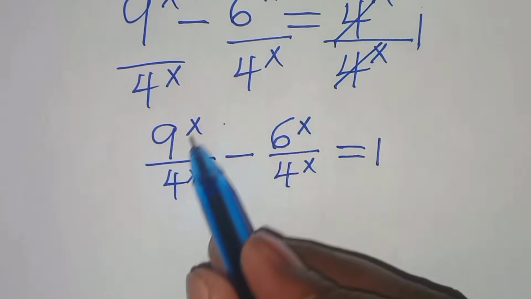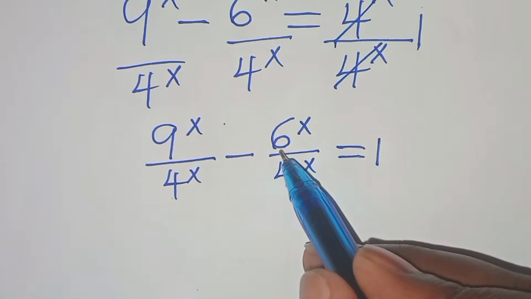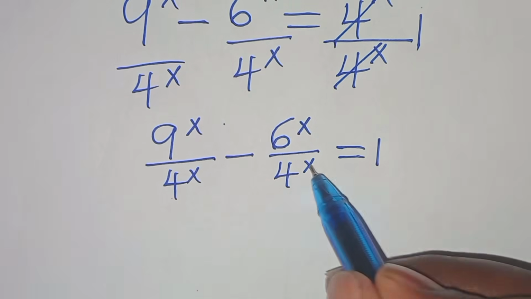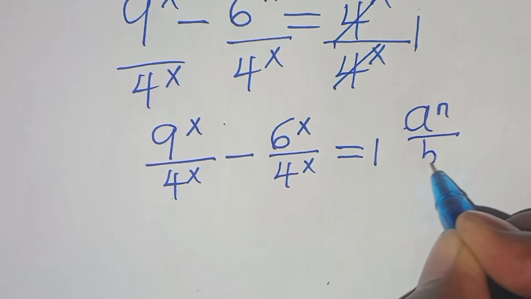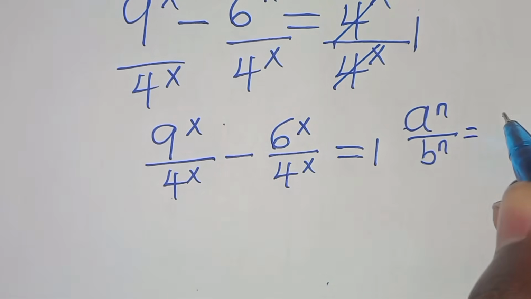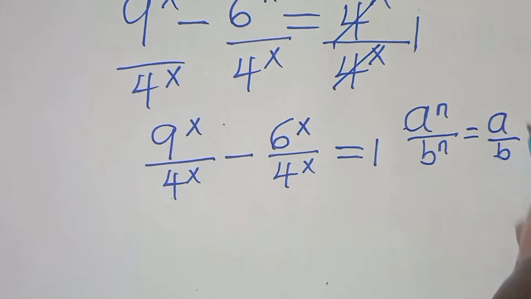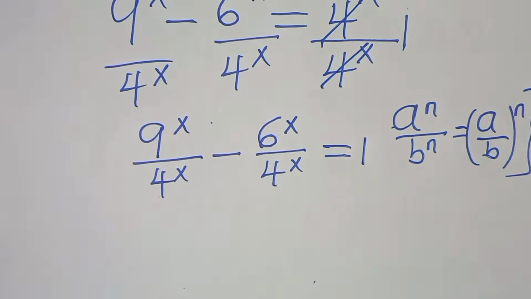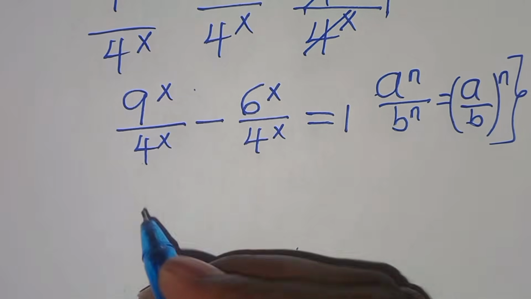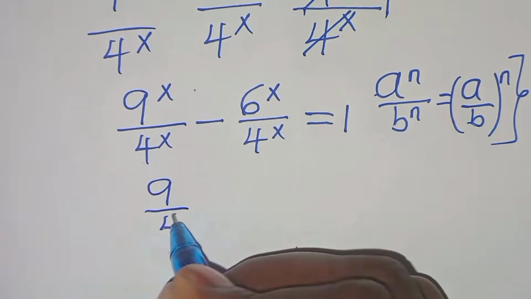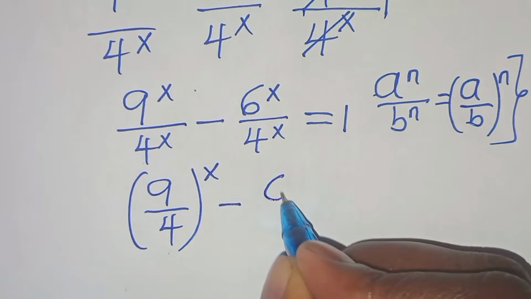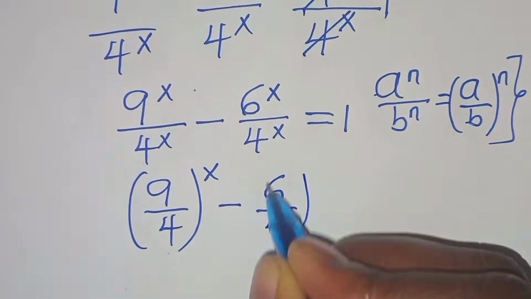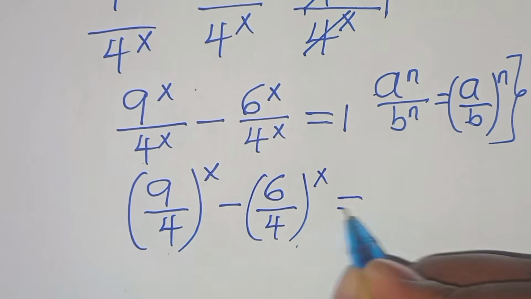Now, 9 to the power of x over 4 to the power of x and 6 to the power of x divided by 4 to the power of x. This is in the form of a to the power of n divided by b to the power of n, which we can express as a over b raised to the power of n. Applying this exponent property, then we have 9 over 4 raised to the power of x minus 6 over 4 raised to the power of x. This is equal to 1.